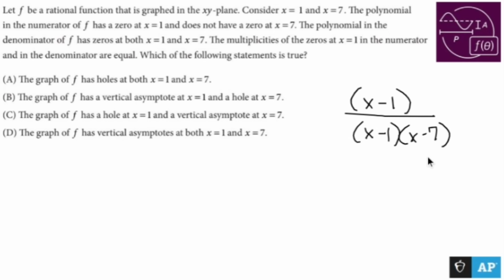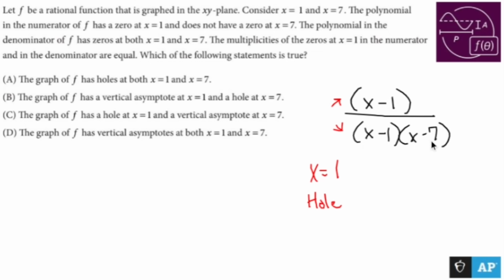So I can look at this and easily say that whenever I have a factor up here that's literally the same exact thing down there, that tells me that I have a hole at x equals 1. And if you're like, what about that whole multiplicity thing? Well, that means if I have 3 x minus 1s and 3 x minus 1s, same exact rules apply.